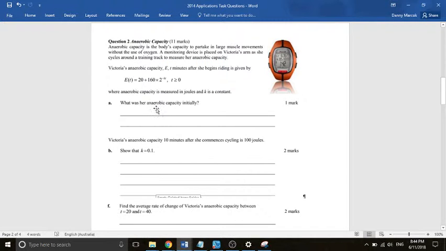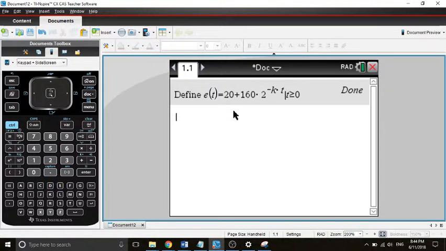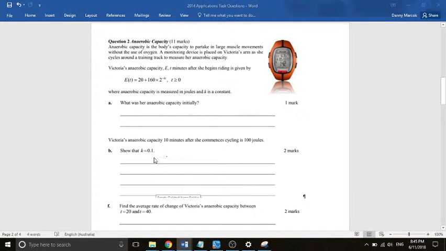So what is her anaerobic capacity initially? We'll say E of 0, 180, and that makes sense. If we set this to 0, 2 to the power of 0 ends up being 1. 160 times 1 plus 20 gives 180. Okay, so show that k equals 0.1.